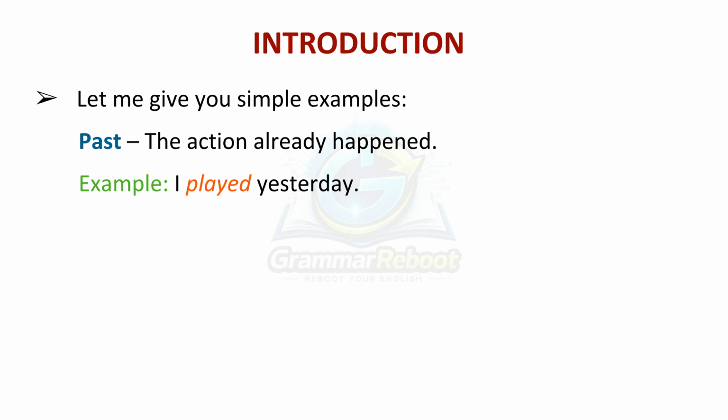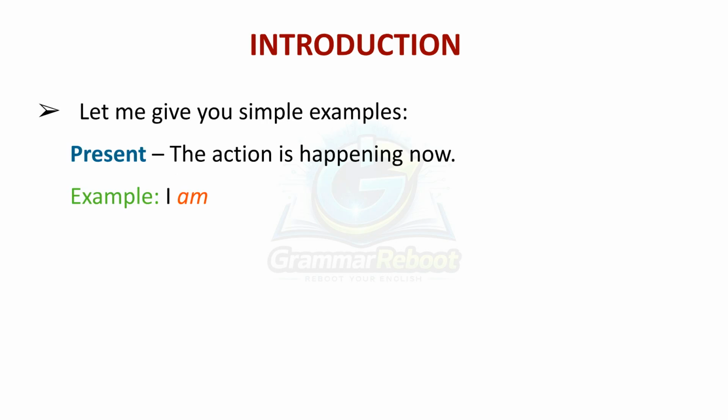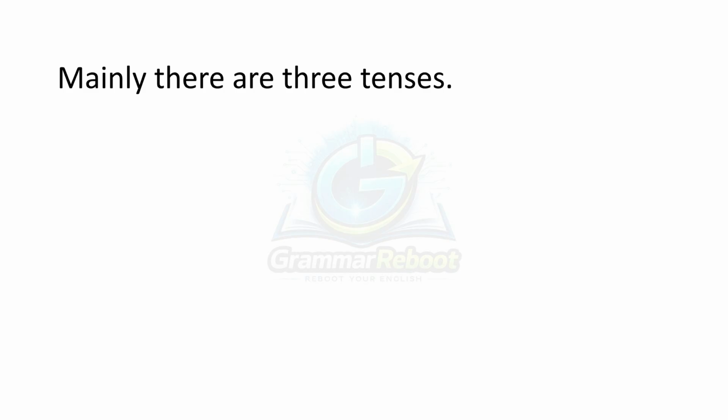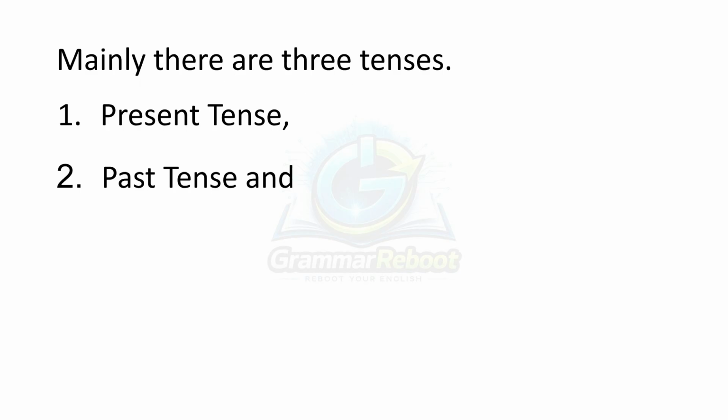Past, the action already happened. I played yesterday. Present, the action is happening now. I am playing now. Future, the action will happen later. I will play tomorrow. Mainly there are three tenses: present tense, past tense, and future tense.